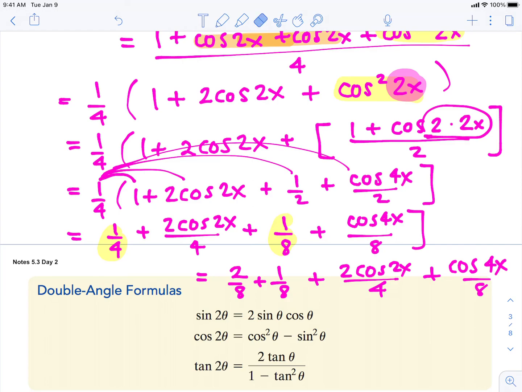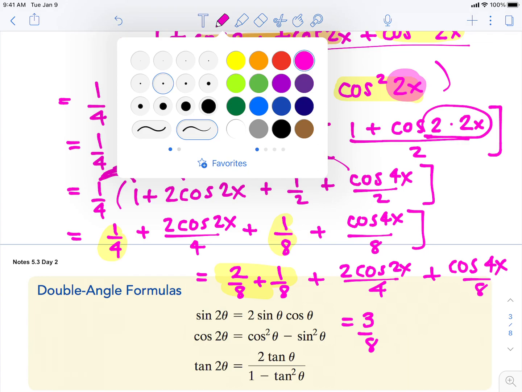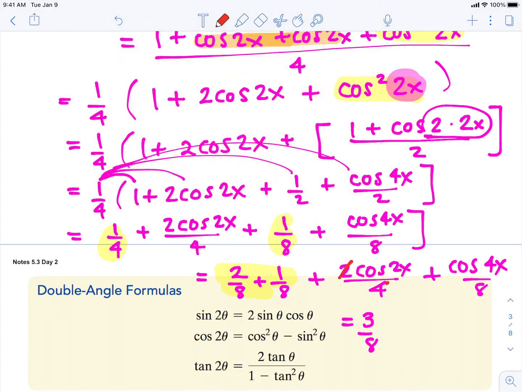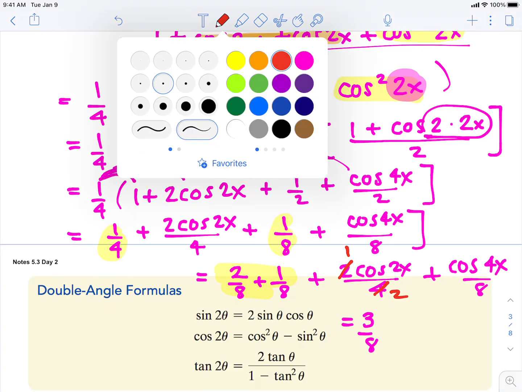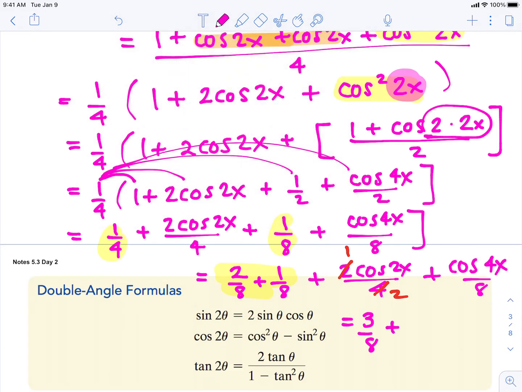All right, so now we're able to add these two terms together. So 2/8 plus 1/8 is 3/8. And we can reduce that second fraction by a common factor. So bear with me, these problems do get a little long. So plus cosine 2x over 2, and then that last term is still just the same. So that's how you can power reduce and then simplify it.